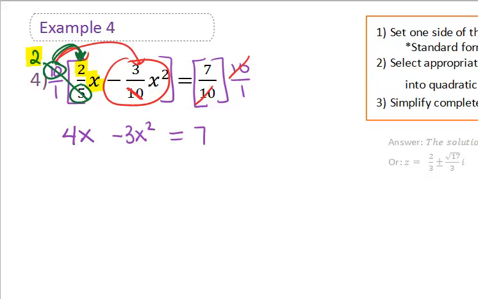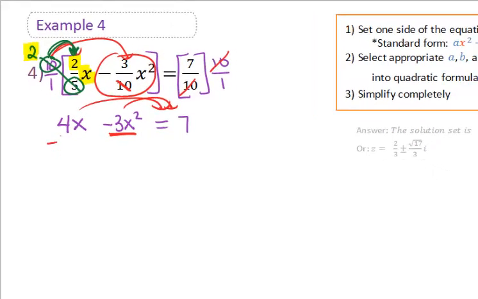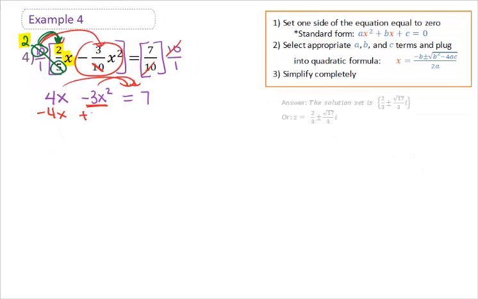So now I can set it into standard form. Again, I like my leading term, the one with the x squared, positive. It makes it a little simpler later on. So I'm going to move both of these over to the right-hand side by subtracting 4x and adding 3x squared. So that gives me a 0 on the left, putting my right in descending order, 3x squared minus 4x plus 7.